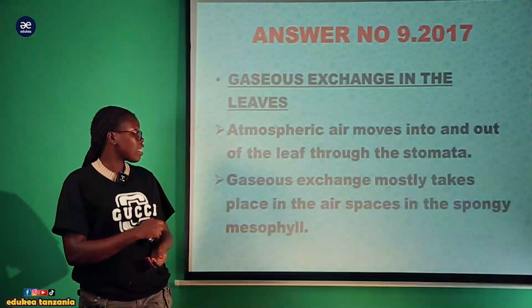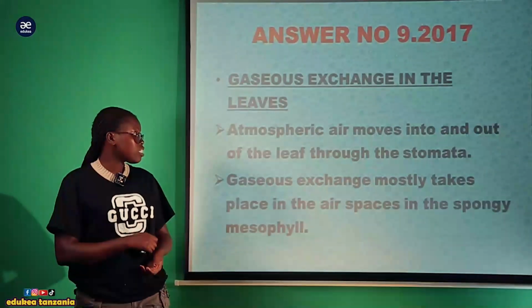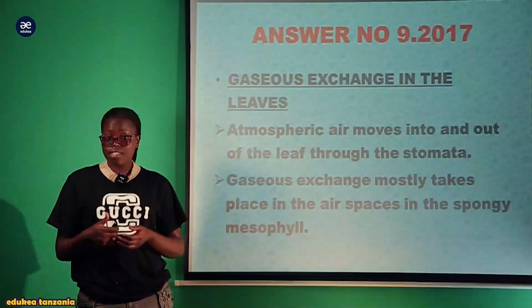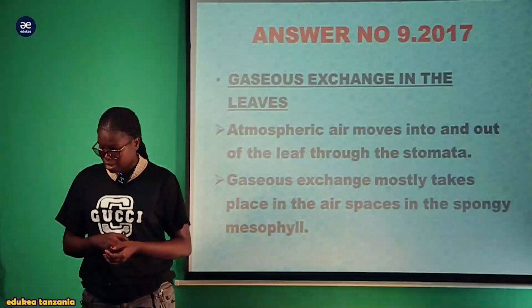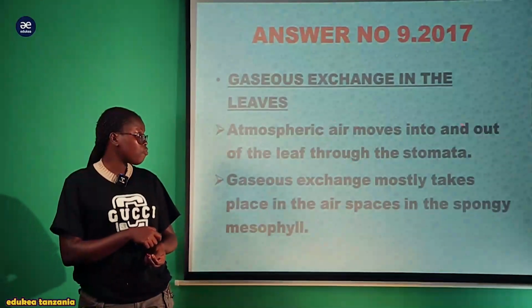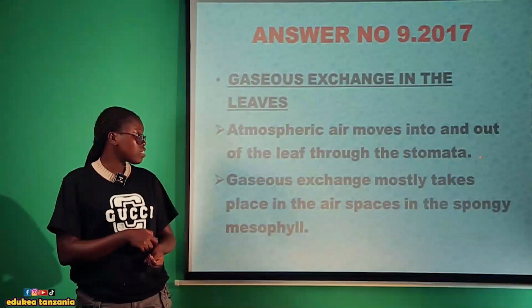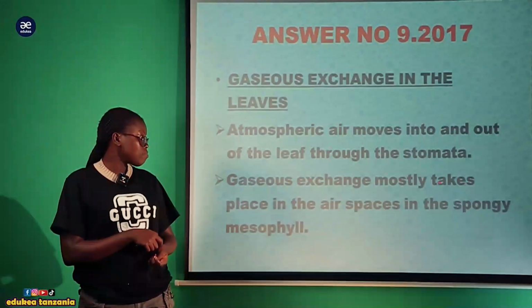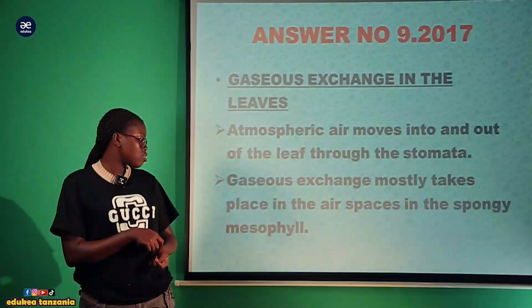And let us see the gaseous exchange in the leaves. The atmospheric air within the leaf is where there is a stomata. Now let us see how the gaseous exchange will take place in the leaves. We say that the atmospheric air moves into and out of the leaf through the stomata, and the gaseous exchange mostly takes place in the air space in the spongy mesophyll.